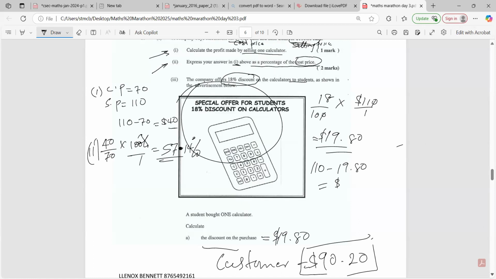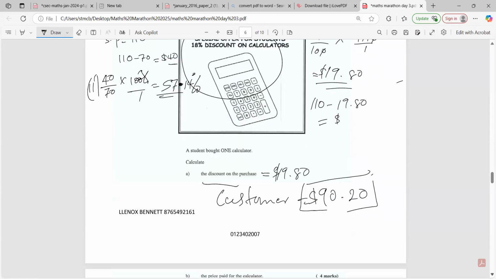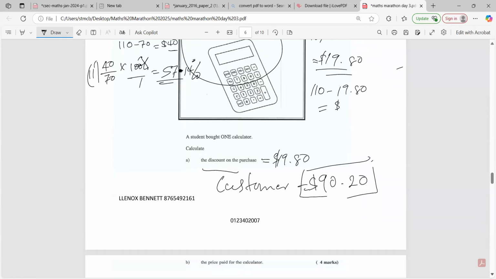Let me see if we can catch another piece in the frame. All right, I hit that. They said the price paid for the, oh, see they actually ask it. So this is the price paid. So I actually worked it out already.